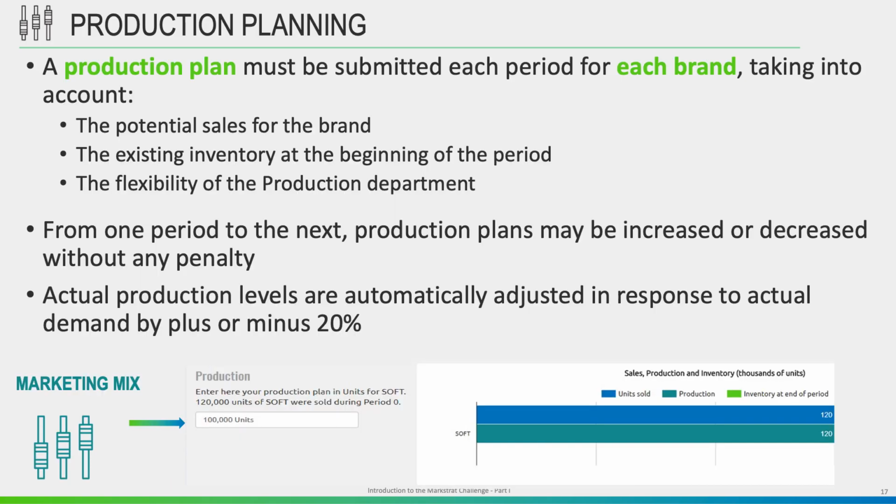Let's talk a little bit about production managing. Each period you indicate to manufacturing how many products to make. That means you have to forecast what you think demand is going to be, and you don't have to be perfect. Your manufacturing department will make the amount that you request, plus or minus 20% in response to actual demand. Let me give you a concrete example.